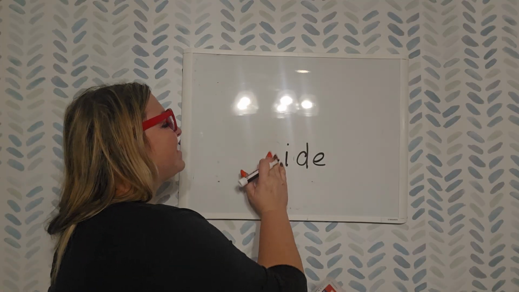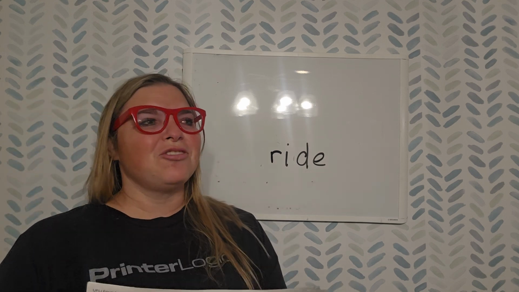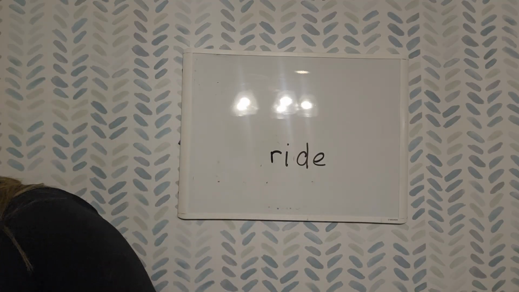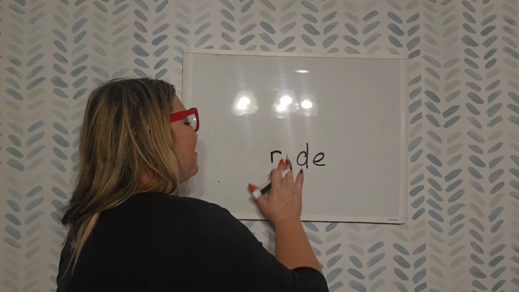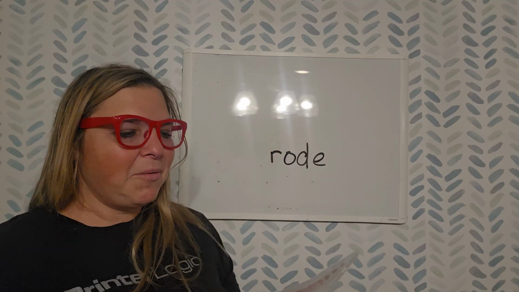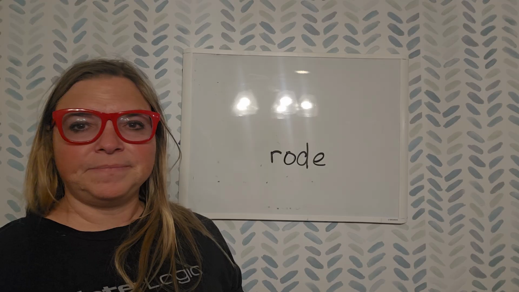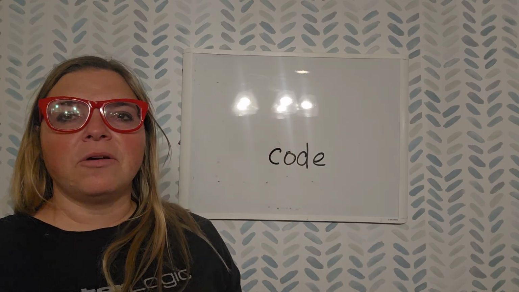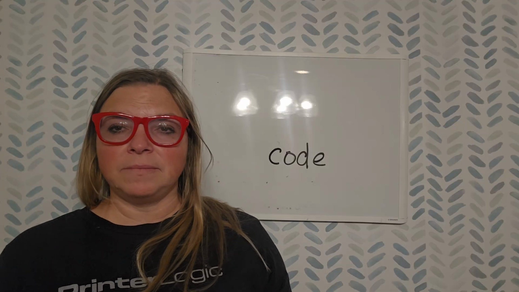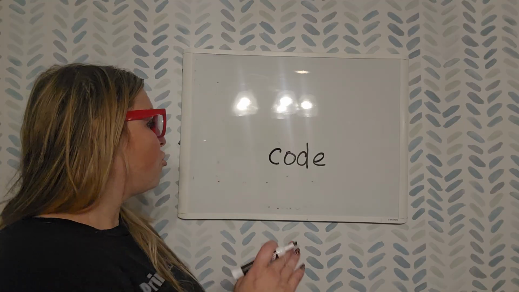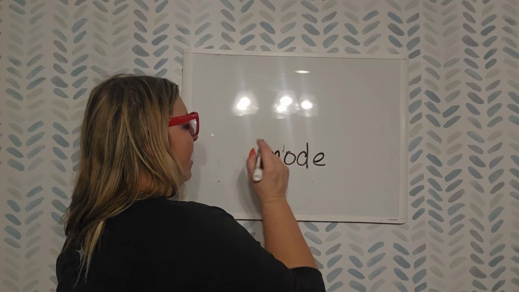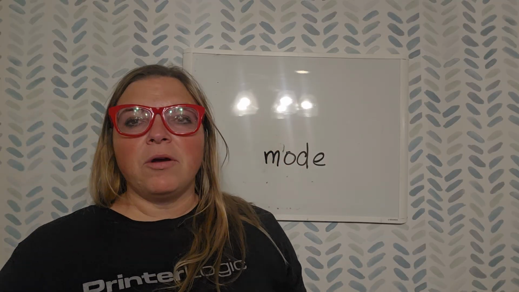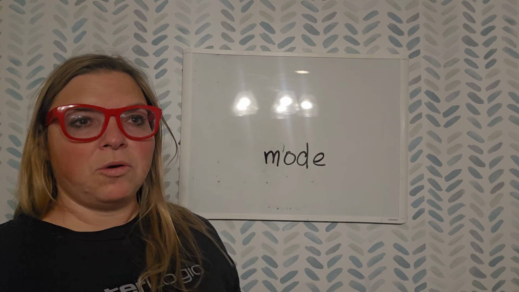You should have changed the S to an R. Now I want you to change ride to road. You should have changed the I to an O. Now I want you to change road to code. You should have changed your R to a C. And our last one, change code to mode. You should have changed your C to an M. Good job. Now we are going to review our irregular words.